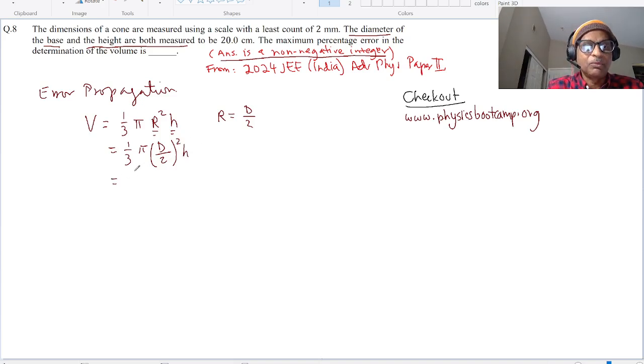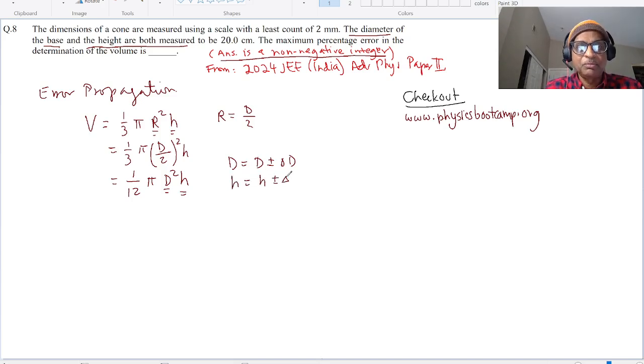And you can say V is pi over 12 times d squared h. So you measure d and h. So d was measured as some d value plus or minus delta d, and h was measured as h plus or minus delta h. And the delta part is given over here. It says both of these are 2 millimeter each. So delta d is 2 millimeter and delta h is 2 millimeter.